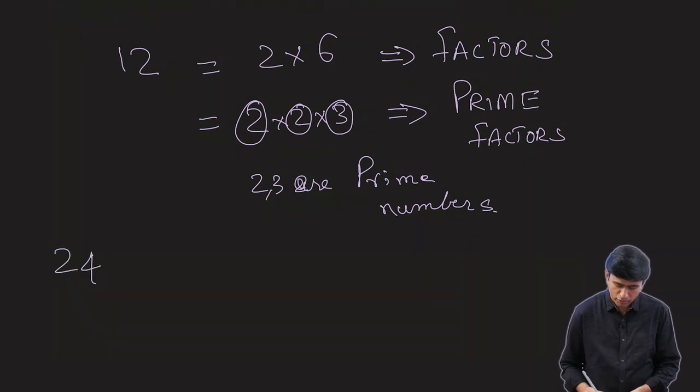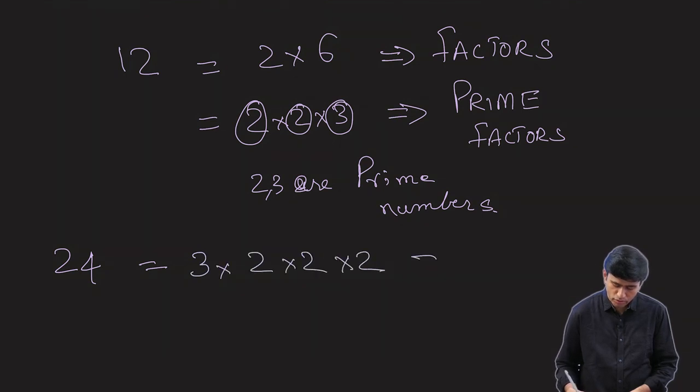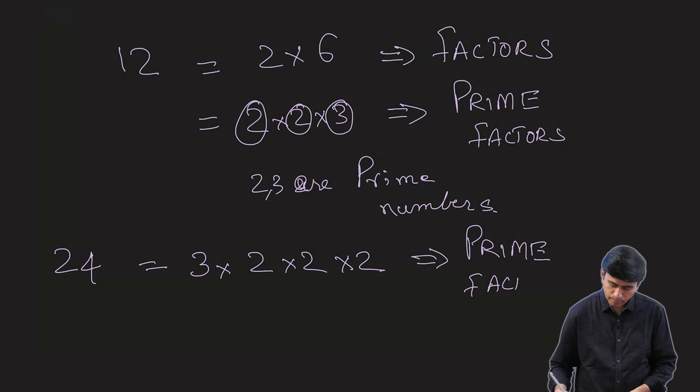Let's take another example. 24 can be written as 3 into 2 into 2 into 2. You see, these are the prime factors of 24.